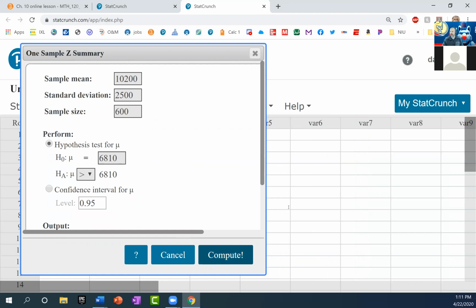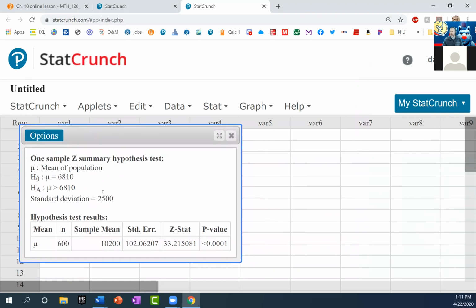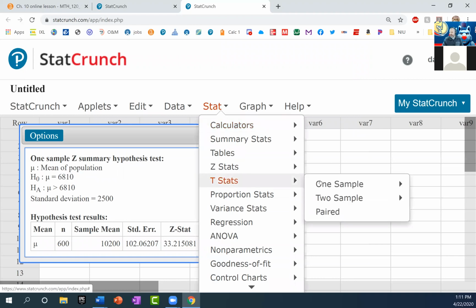All right, we'll hit compute, and I'm going to save this off to the side here. You'll notice, by the way, our mean is way higher than the 6,810. So we got a really high z-stat, and basically the probability of getting our mean is almost impossible. It's not impossible, but it's really, really unlikely. And so that's why I don't think it matters.